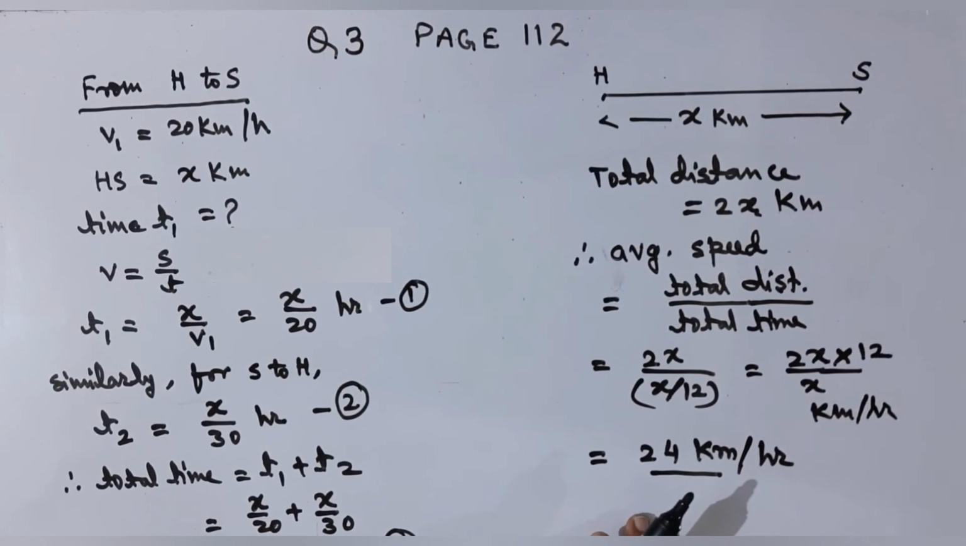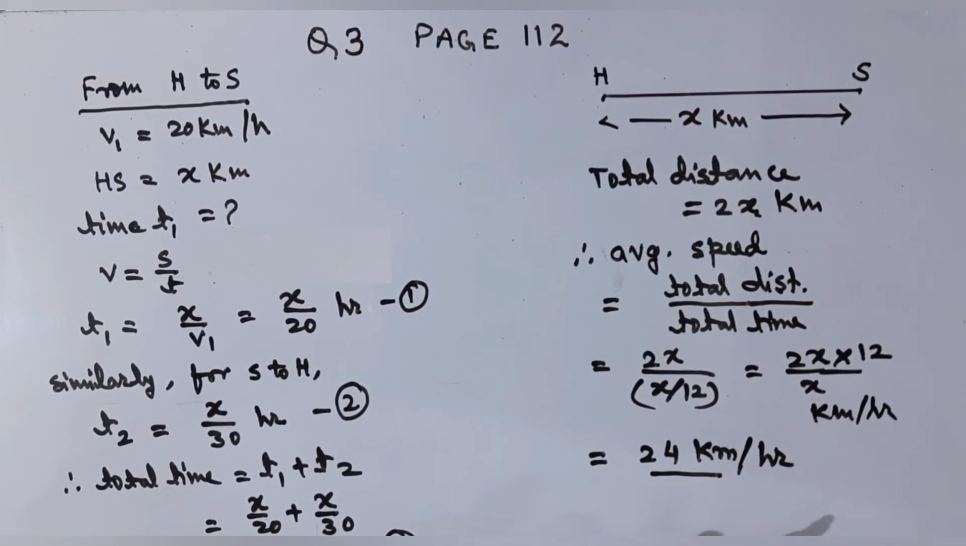So we see that the average speed is not the average of the two given speeds. We have to calculate the total distance traveled and the total time taken, and then the ratio gives us the average speed, which is here 24 km per hour.